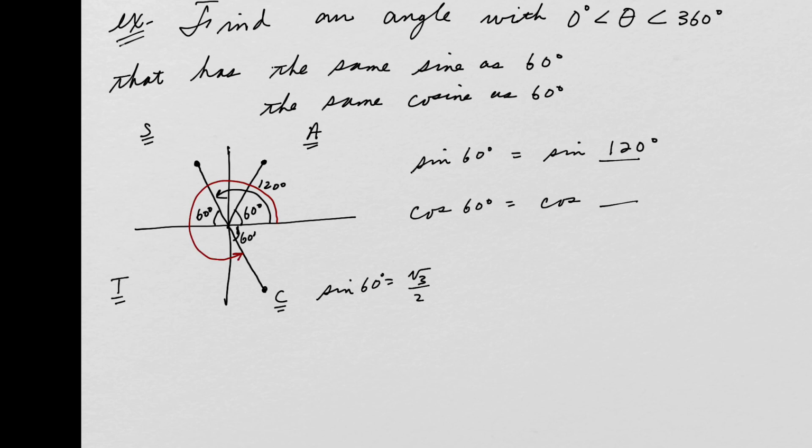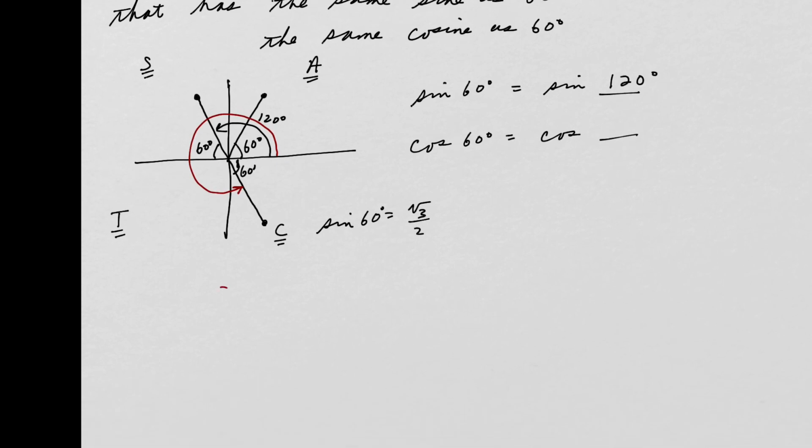It's going to be 360 degrees minus 60, right, which is 300 degrees. So it looks like this is going to be equal to 300 degrees. So cosine of 60 is the same as cosine of 300. And sine of 60 is the same as sine of 120. Okay, because we want the sign, SIGN, to be correct, right?